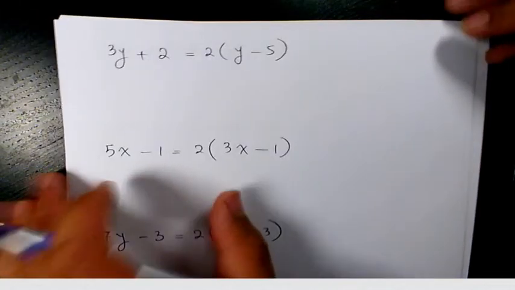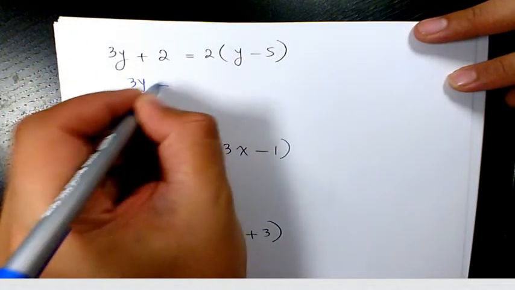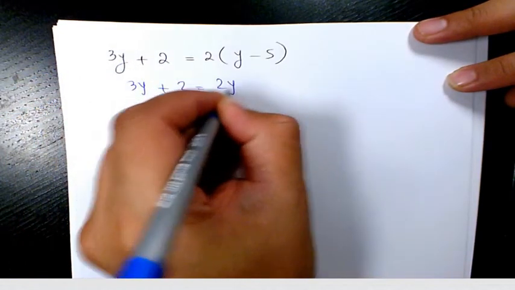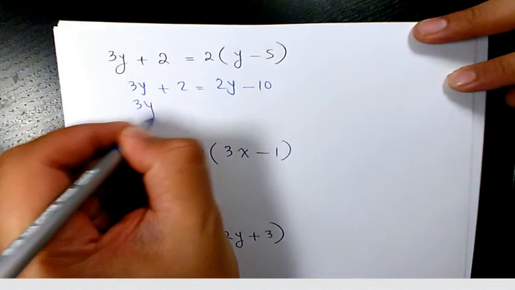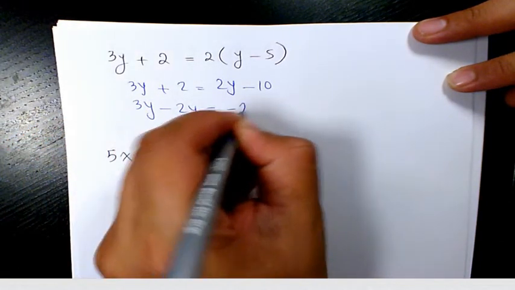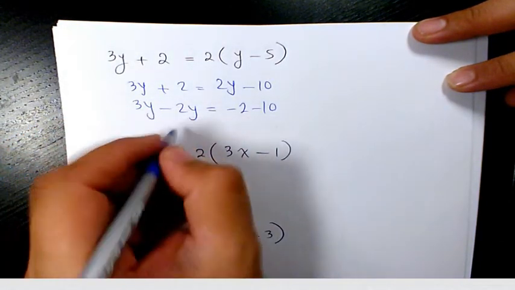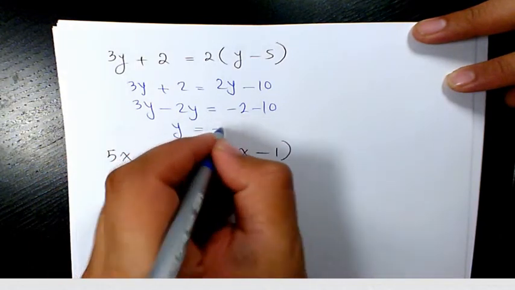Next one. 3y plus 2 equals 2 times y minus 10. So we have 3y minus 2y, negative 2, negative 10. 3y minus 2y is y, negative 2 and negative 10 is going to be negative 12.